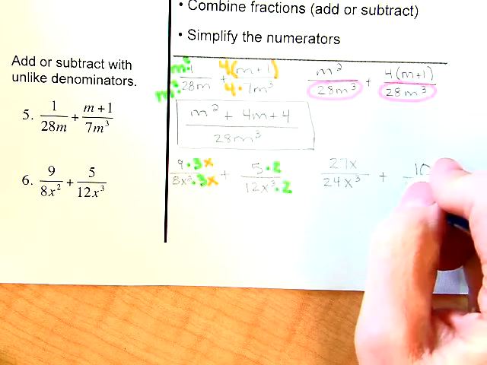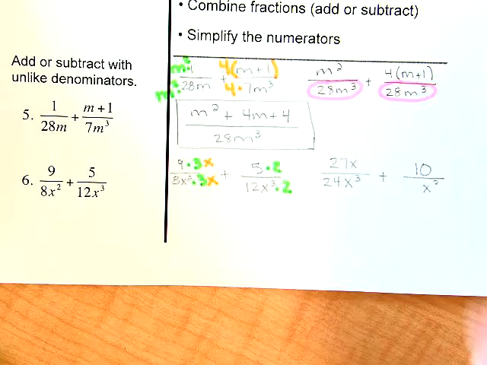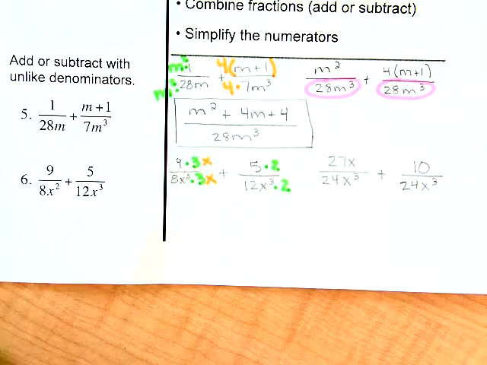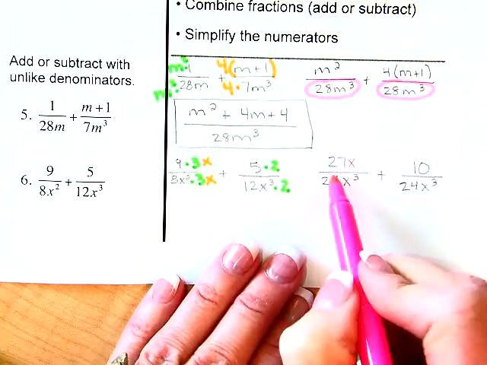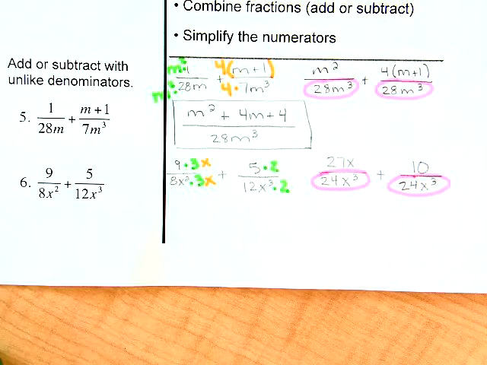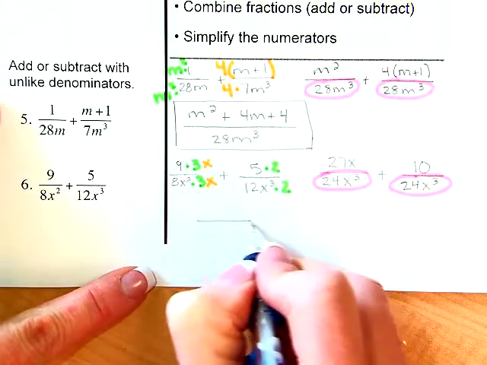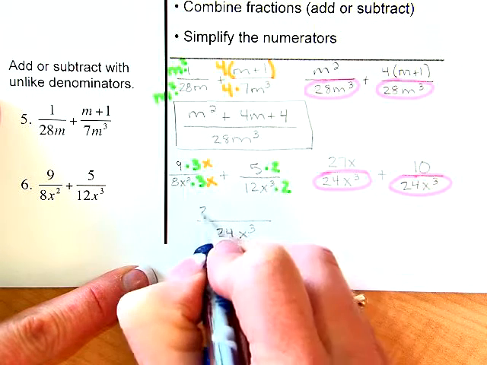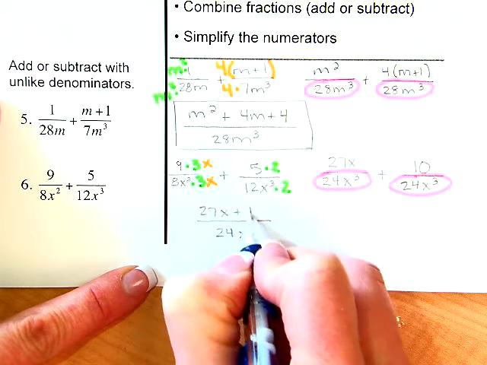Oopsie daisy, I wrote 12. I meant to write a 24x cubed. And so now our denominators are the same, so we can actually combine these two. So our next fraction, which is going to have a 24x cubed in the denominator, is 27x plus 10.